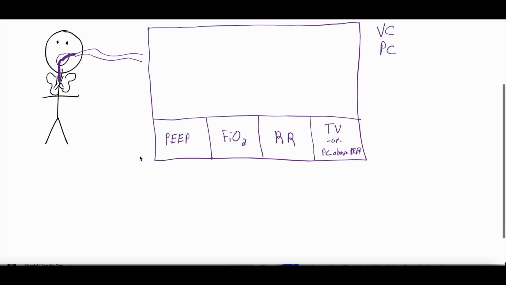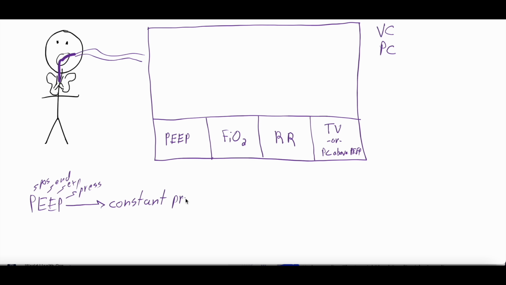So starting with the PEEP. The PEEP stands for positive end expiratory pressure. Lots of words. And what that is, is a constant pressure that the ventilator is always giving the patient, right? It doesn't matter if it's inspiration or expiration, that is the constant pressure that the patient is always experiencing.